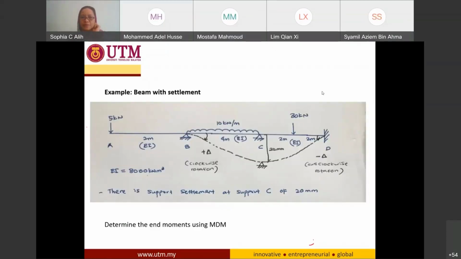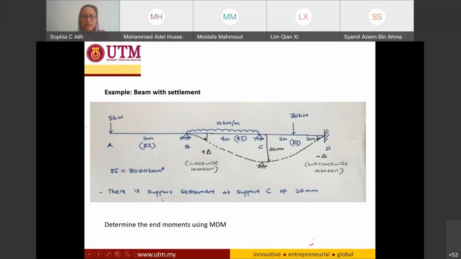In this example, we have a beam similar to the one that you have already solved using the slope deflection method, and also similar to the one that we have already solved before. And the difference with this example is that it has a settlement. So in this beam, support C settled in the downward direction of 20 millimeter. Okay, and the other parameters, the other loading condition and support condition are all the same with the previous example.